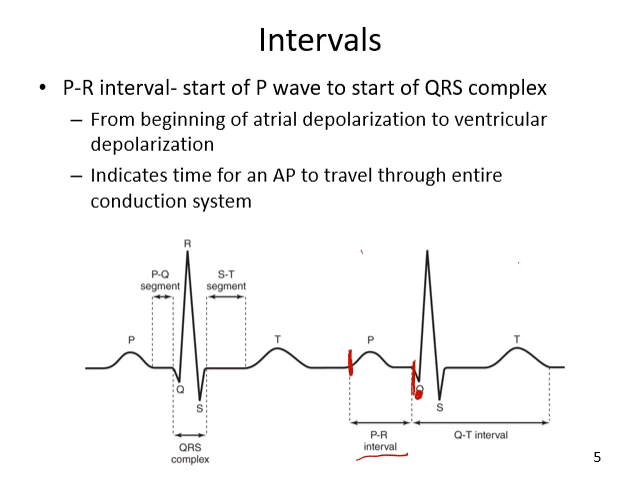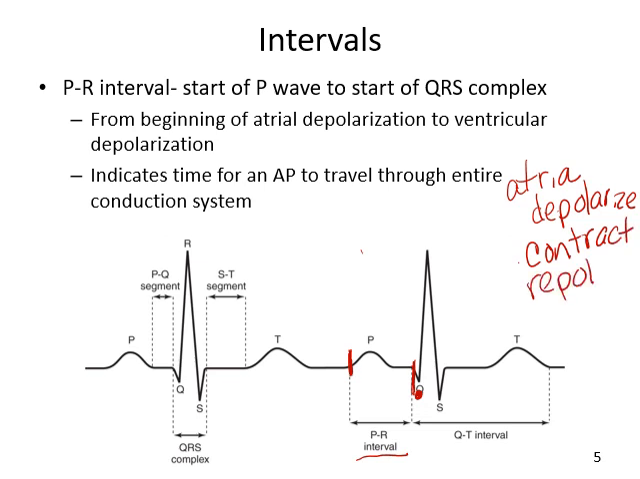So what's going on during that time? During that time, we have the atria depolarize, contract, and repolarize. What kicks off that depolarization of the atria? What kicks that off is the SA node. And then the action potential right here spreads through the atria. And then the action potential reaches the AV node.